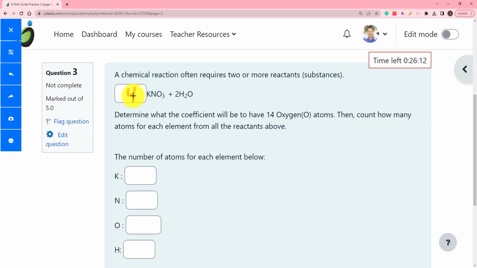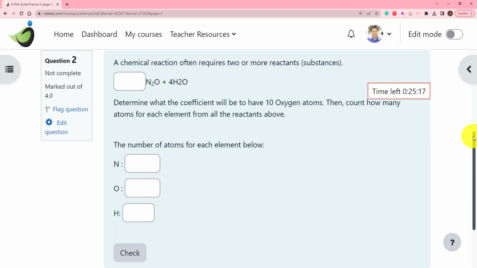Okay, now we just count them. So 4 times 1 is 4. 4 times 1 here is also 4. 4 times 3, that's 12. And here's 2 times 1, that's 2. We add them together, right? That gives you 14. And then for hydrogen, 2 times 2, that is 4.